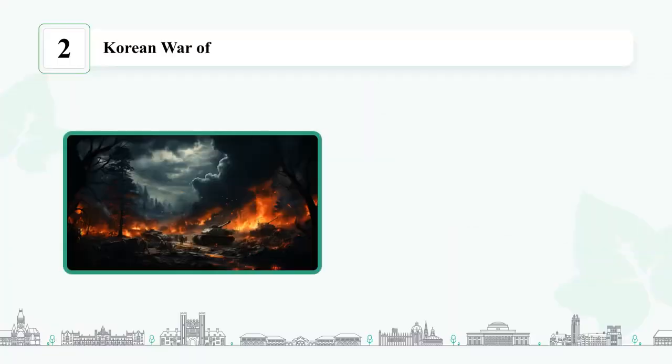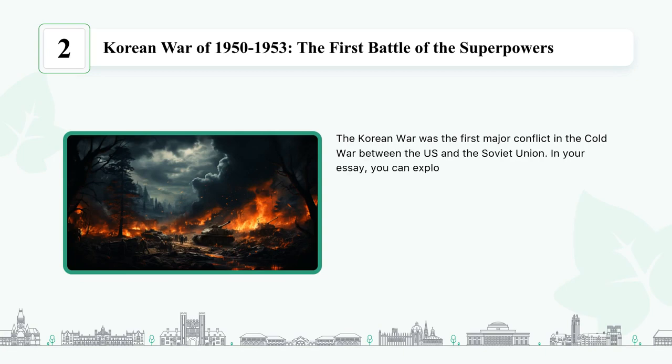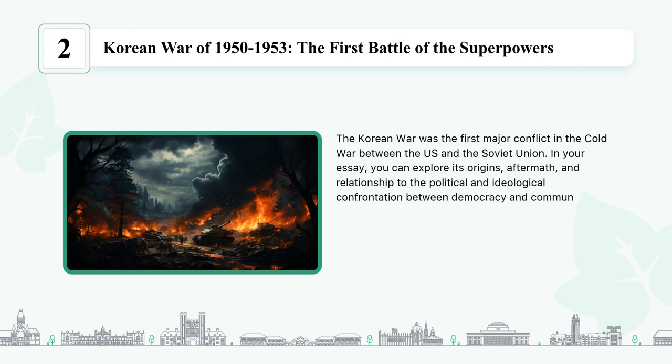Korean War of 1950 to 1953, the first battle of the superpowers. The Korean War was the first major conflict in the Cold War between the U.S. and the Soviet Union. In your essay, you can explore its origins, aftermath, and relationship to the political and ideological confrontation between democracy and communism.